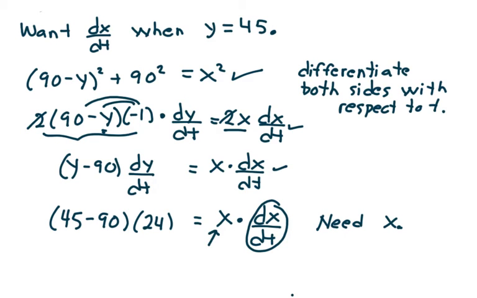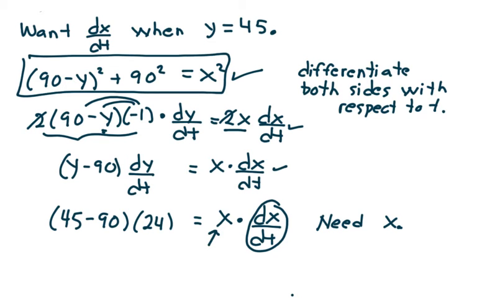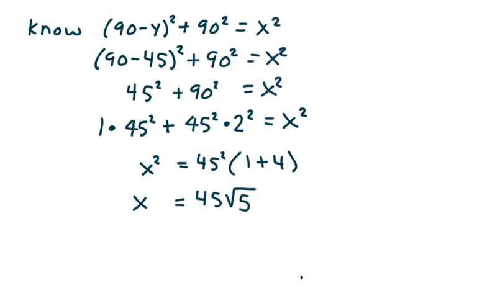And so what I'm going to do is I'm going to go back to this equation. And that's exactly what I did. So we know (90 minus y) quantity squared plus 90 squared is equal to x squared. I'm going to substitute y equal 45. Why? Because he's going halfway to first base. And so (90 minus 45) squared plus 90 squared is equal to x squared. And so if you notice, when I solve for x, I get 45 times the square root of 5.